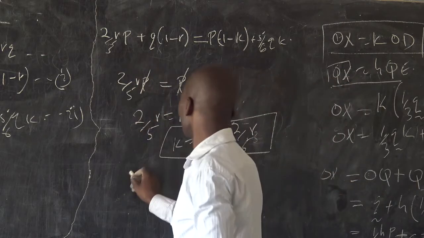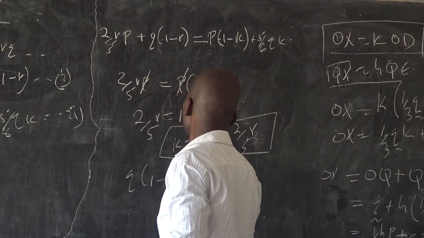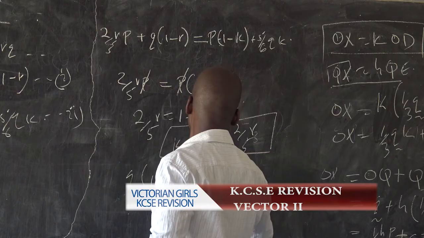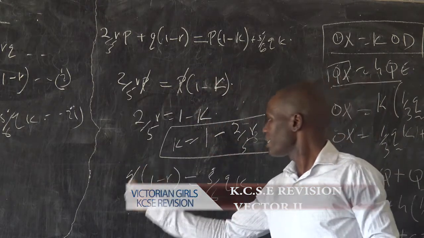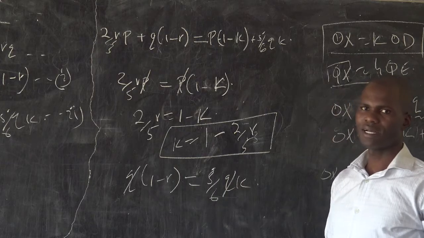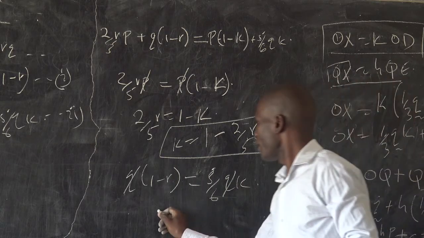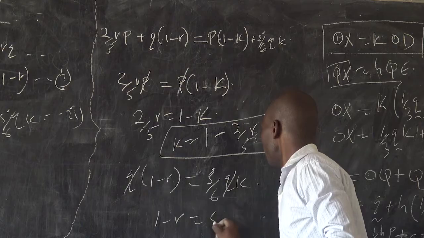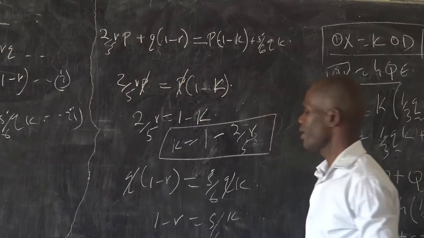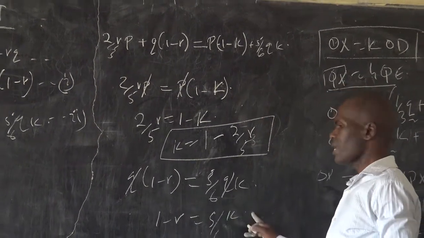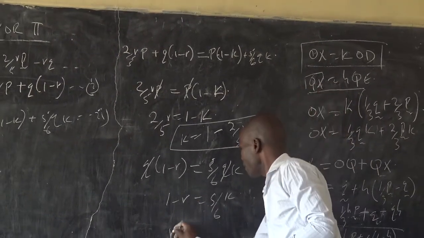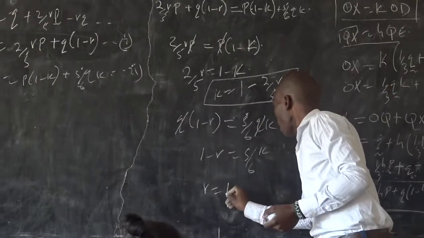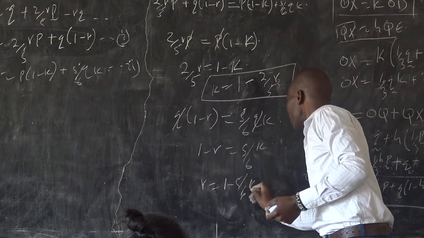We take the second one, that is Q into 1 minus R equals 5 over 6 QK. Again Q and Q cancel out. We have 1 minus R equals 5 over 6. So again we can take this R to eliminate the negative, to make our work easier. So we have R equals 1 minus 5 over 6 K.